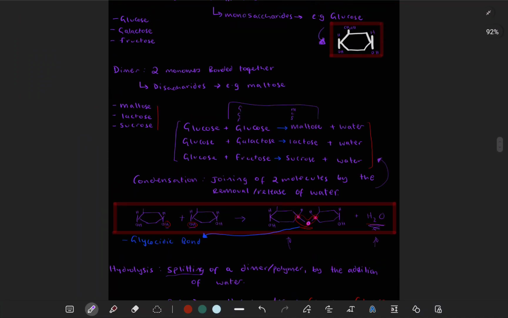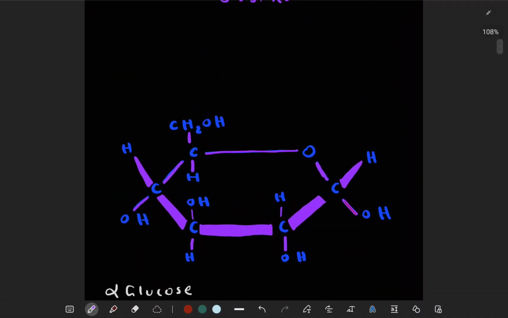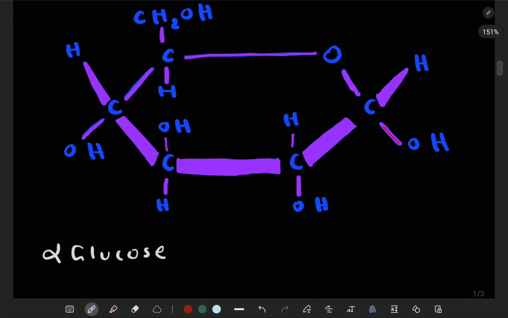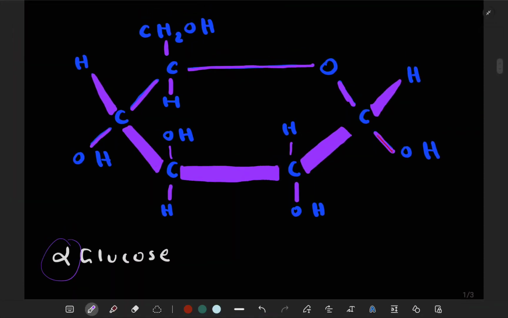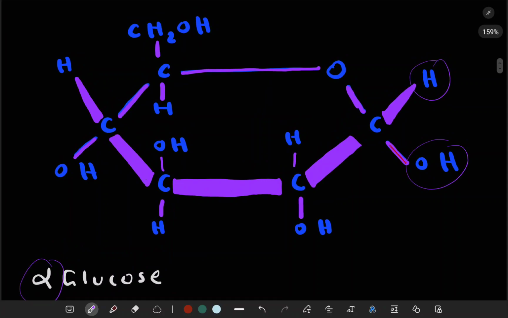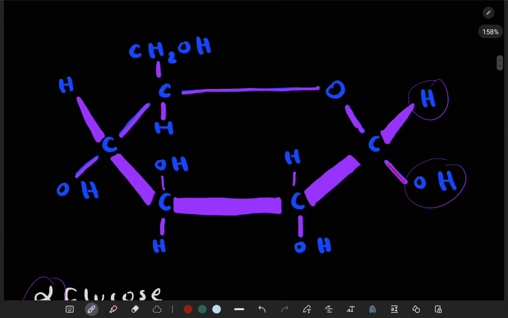Now, a key piece of advice would be to learn the structure of glucose. Here it is alpha glucose. However, you can switch the OH and H around to make beta glucose. It might take some time to learn this structure by heart. However, I would advise drawing this structure over and over again, and this could make you memorize the structure easier.